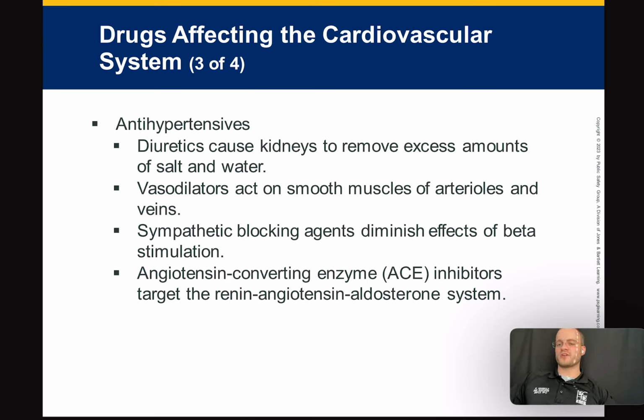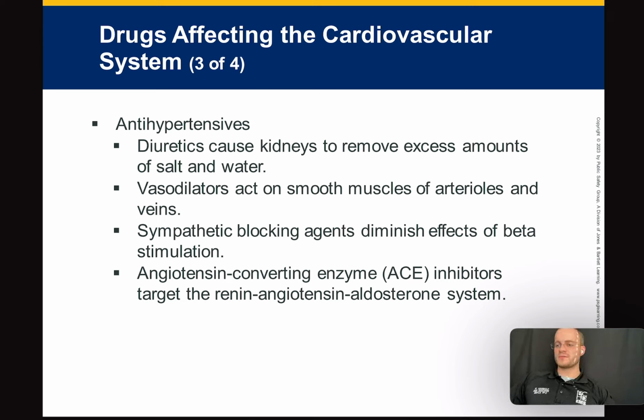Sympathetic blocking agents diminish the effect of beta stimulation. An example of this would be beta blockers can lower blood pressure, like labetalol would be an example of that. And then we have ACE inhibitors, angiotensin converting enzyme inhibitors. Basically what these do is inhibit the RAS system, the renin-angiotensin-aldosterone system. It's complicated, but the kidneys can say, hey, we have low blood pressure, and they can activate this system called ACE that I don't want to explain. You don't need to know how this works, guys. Just know that there are different ways that we can lower blood pressure, okay?